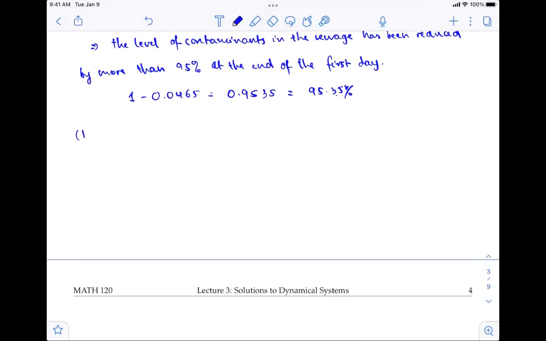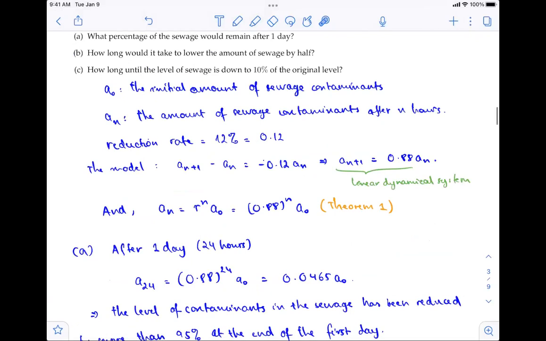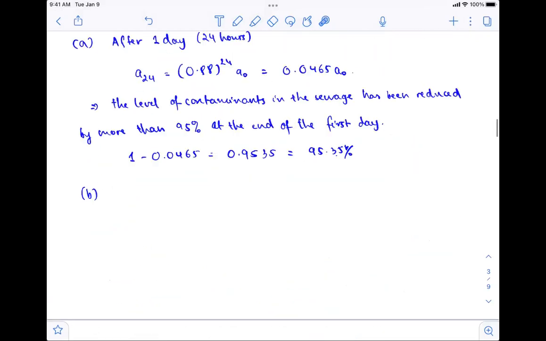Now part B. Part B asks you to calculate how long it would take to lower the amount of sewage by half. So they're looking for the value of n, the number of hours, such that half of the original contaminant remains in the tank.